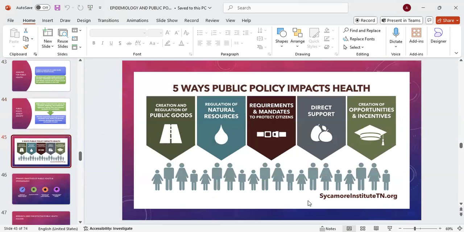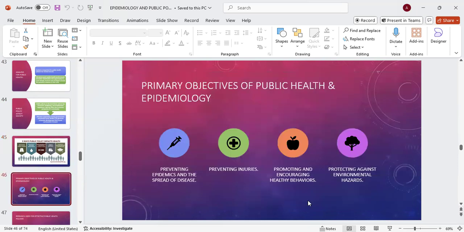Five ways public policy impacts health. These include creation and regulation of public goods, regulation of natural resources, requirements and mandates to protect citizens, direct support, and creation of opportunities and incentives.